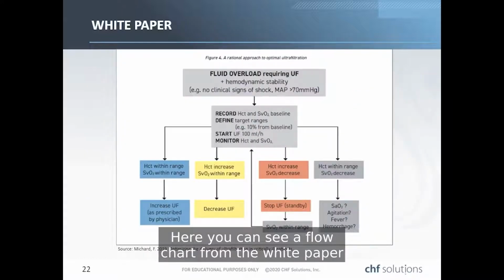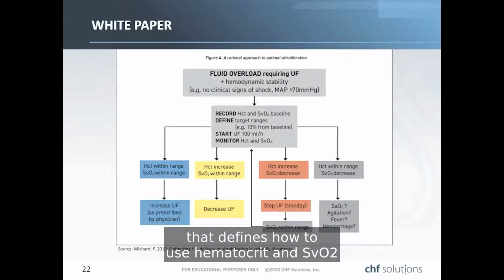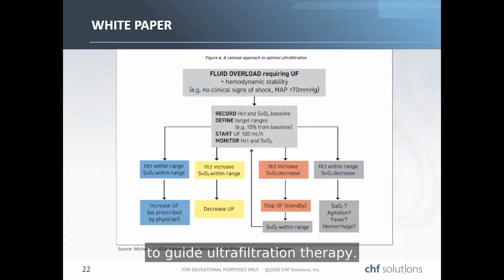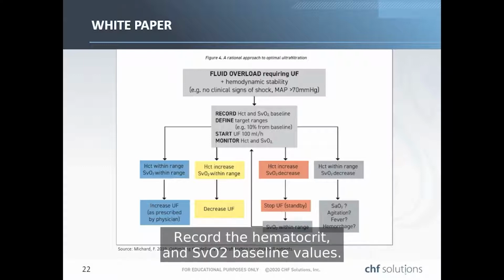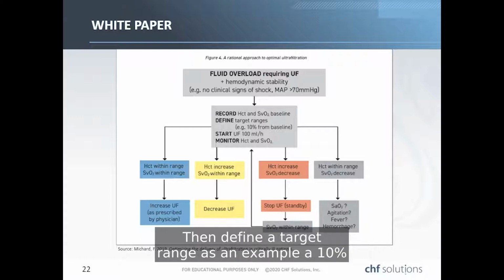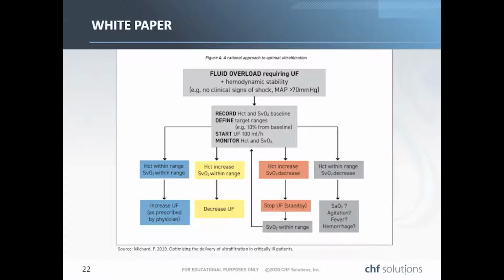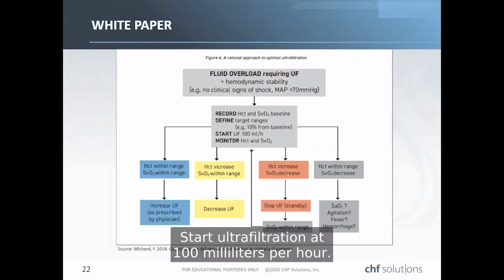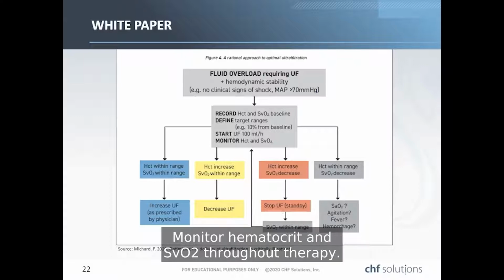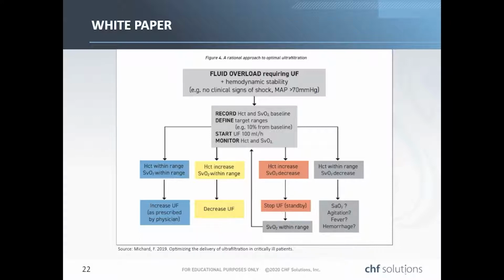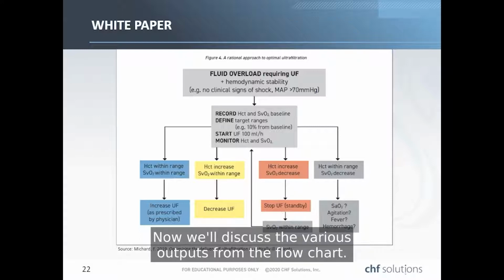Here you can see a flow chart from the white paper that defines how to use hematocrit and SvO2 to guide ultrafiltration therapy. If you have a patient with fluid overload requiring ultrafiltration and who has hemodynamic stability, you can use this flow chart. Record the hematocrit and SvO2 baseline values. Then define a target range, as an example 10% from baseline, that you're willing to accept during ultrafiltration therapy. Start ultrafiltration at 100 milliliters per hour. Monitor hematocrit and SvO2 throughout therapy. Now we'll discuss the various outputs from the flowchart.